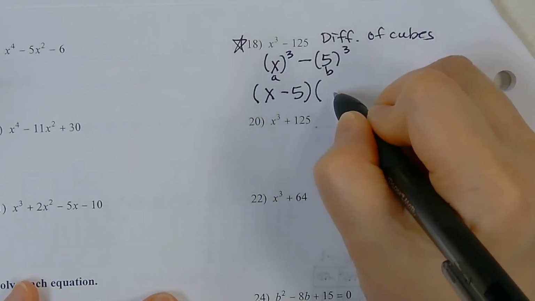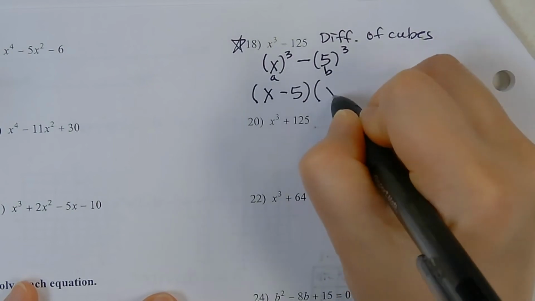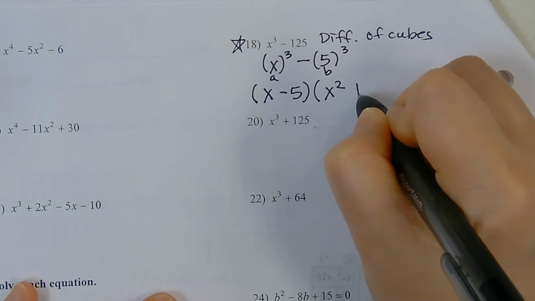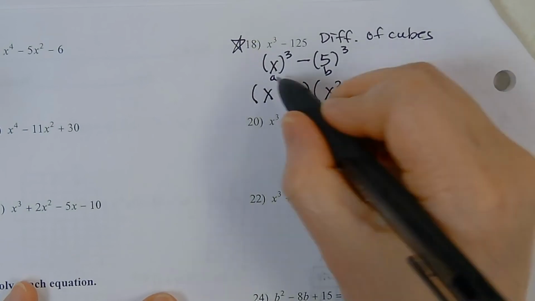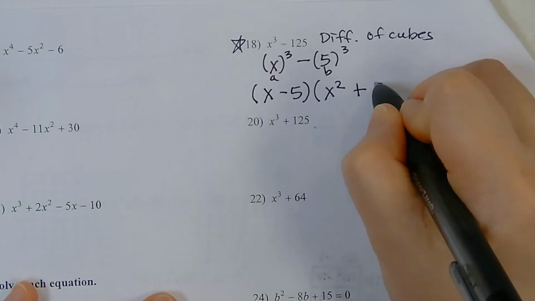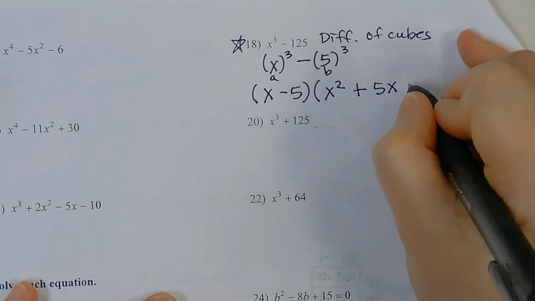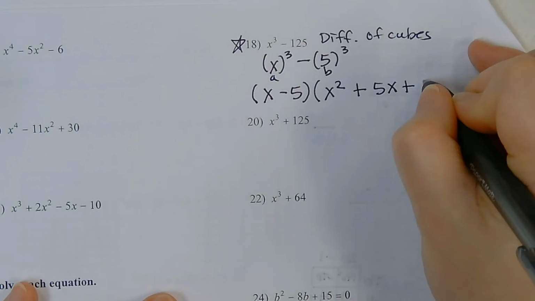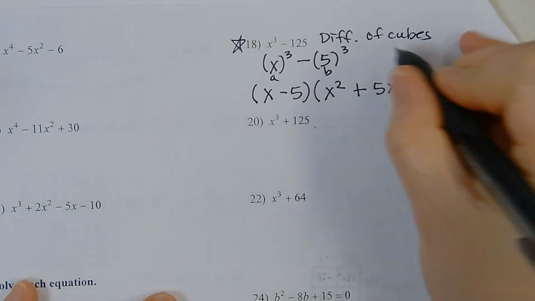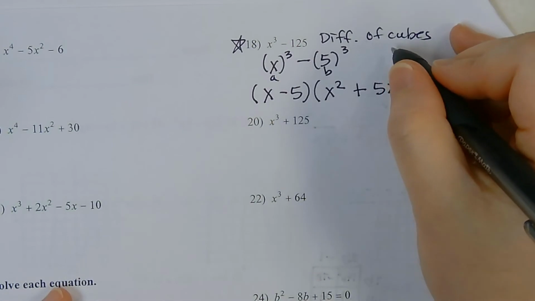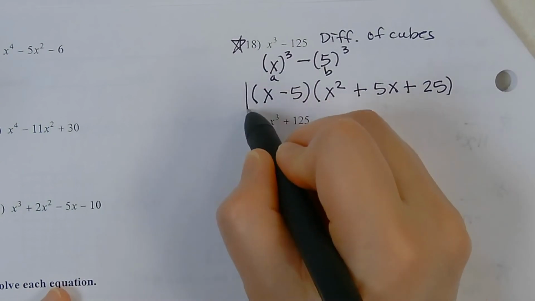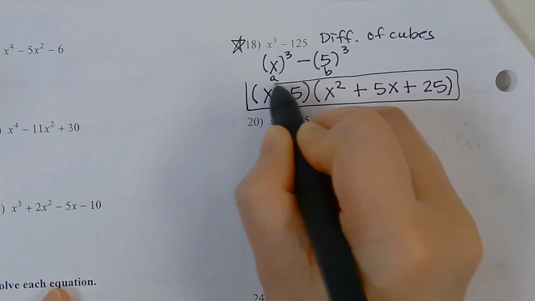It's going to be a squared, so it's going to be x squared. And then it's going to be the opposite of this sign, so it's going to be plus a times b, so x times 5, or we call that 5x, and then always positive, and then that's going to be b squared, which is going to be 25, 5 squared, which is 25. All right. You may want to look up the form for a difference of cubes. Make sure you write that in your 1 page of notes. All right, so this is now fully factored.